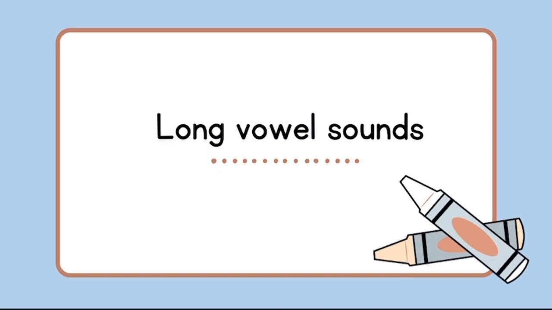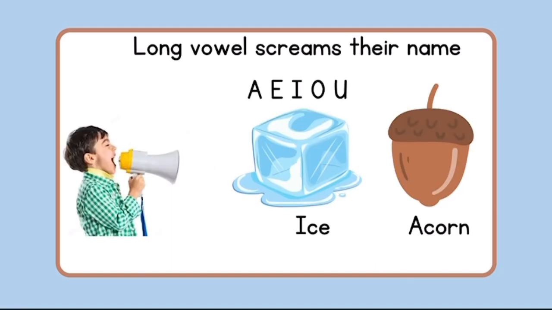Next, I'm going to move on to long vowel sounds. I'm going to explain to the students that long vowels say their own name, like A, E, I, O, and U. I'm going to show them some examples like eyes, long I, and acorn, long A.